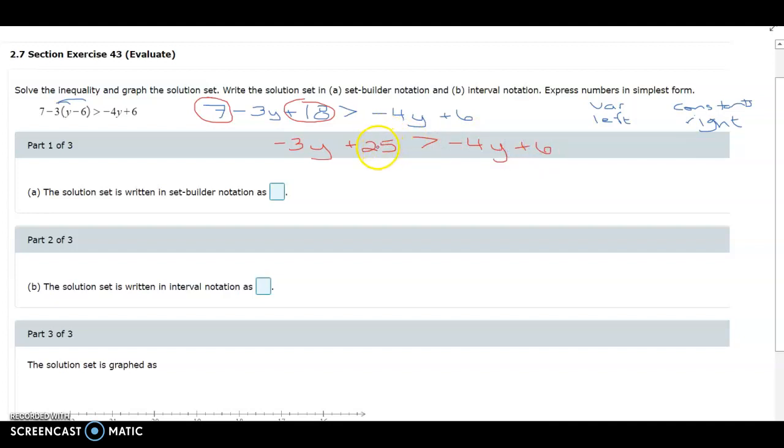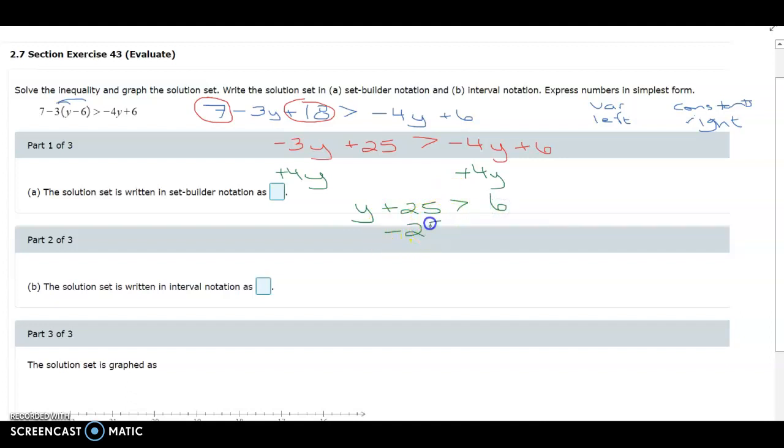And the symbol stays the same, is greater than negative 4y plus 6. At this point, you can move the 25 to the right to keep constants right, or you can move the 4y to the left to keep variables left. It does not matter which one you do first. I'm going to add 4y to both sides. So negative 3y plus 4y is just 1y, plus 25 is greater than 6.